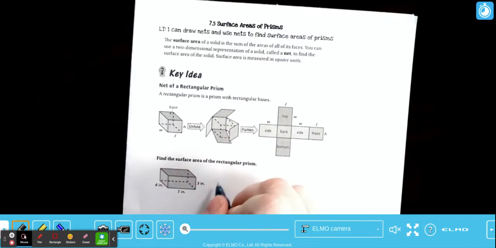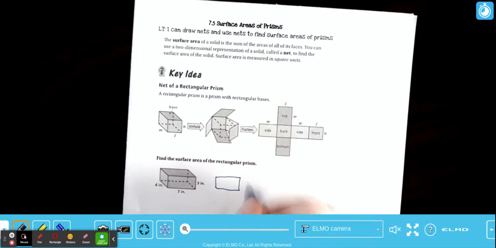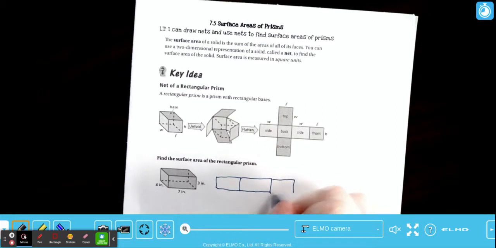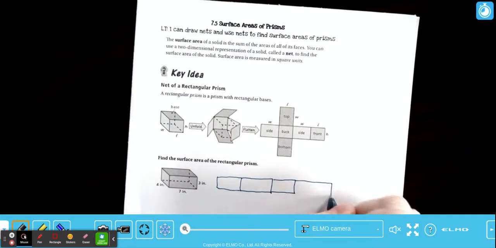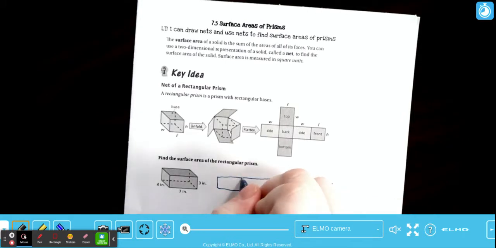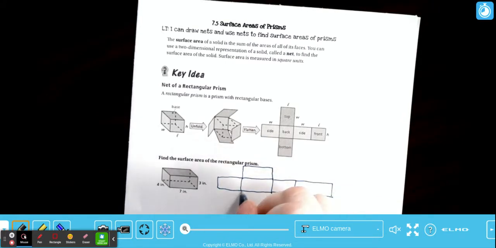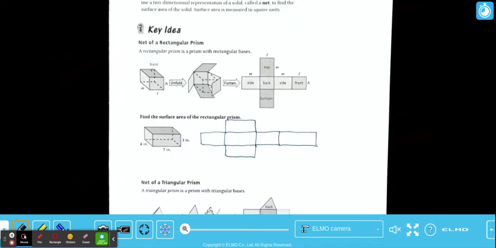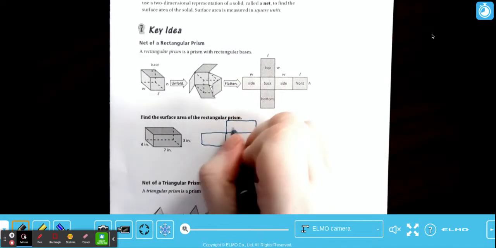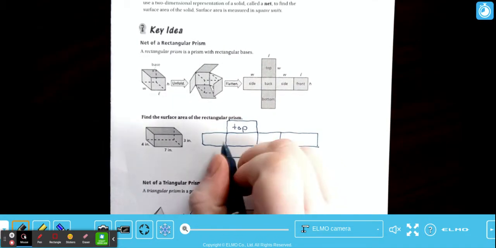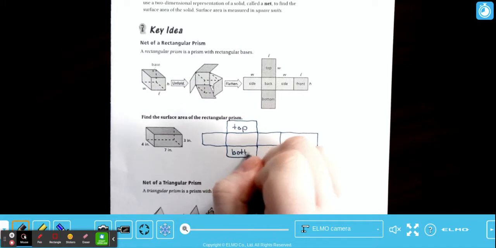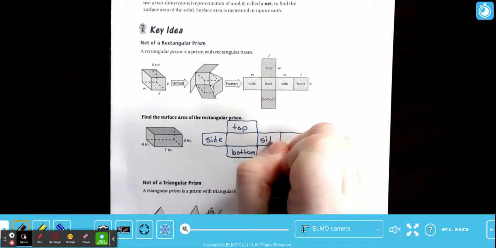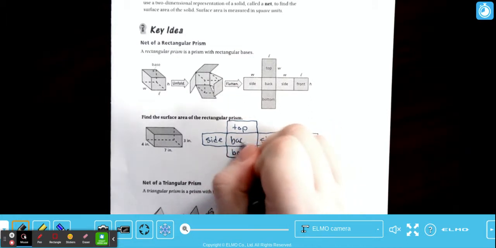So I'm going to unfold it for us because it's kind of hard to do and see everything, but go ahead and write this down. So this is the top, this is the bottom. These are the 2 sides. This is the back, and this is the front.